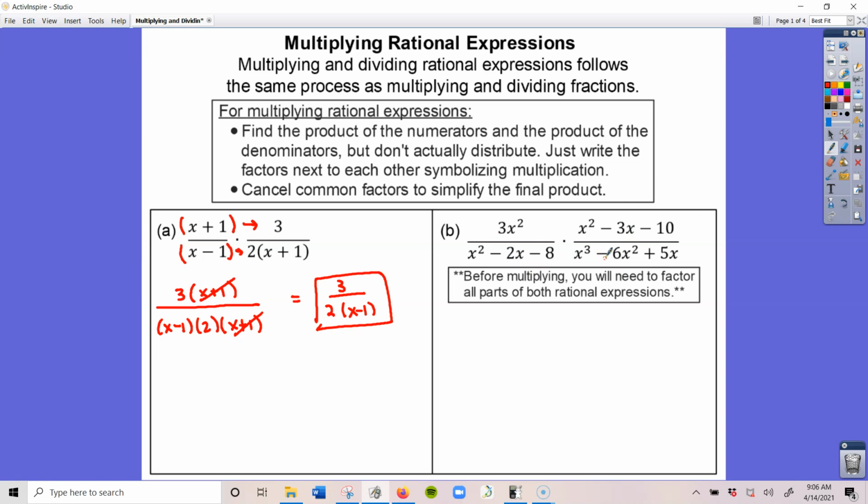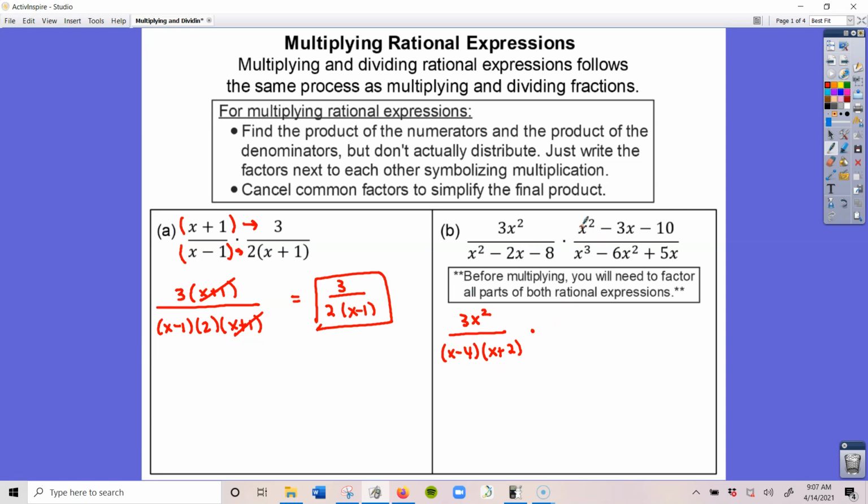So what you have to do when you have a multiplication problem like this is you need to make sure that everything is completely factored. So we're going to go through each of these rational expressions and factor it all out. So we have this 3x squared in the numerator, which cannot be factored because it's one term, over x squared minus 2x minus 4 can be factored to x minus 8 times x plus 2. Since negative 4 times 2 is negative 8, and negative 4 plus 2 is negative 2. So this is now factored.